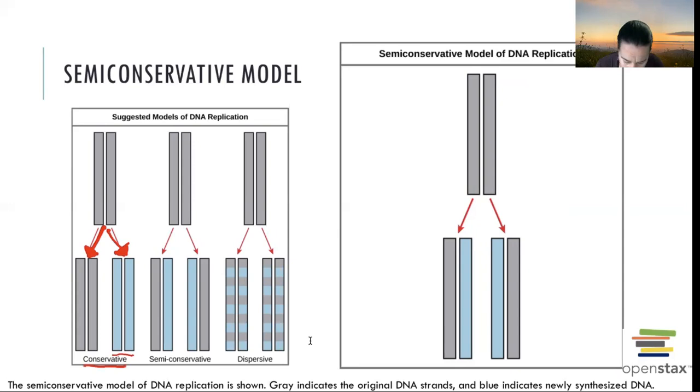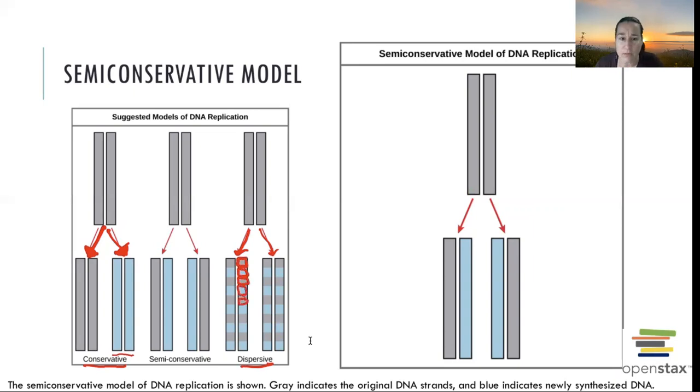Then we have this other theory where the DNA strands, when they copy themselves, copy in chunks, this chunk of DNA and this chunk of DNA, like this group of genes and this group of genes, and that would be called dispersive, where we have old stuff absolutely mixed in with new stuff. Old stuff, new, old, new, that's dispersive.